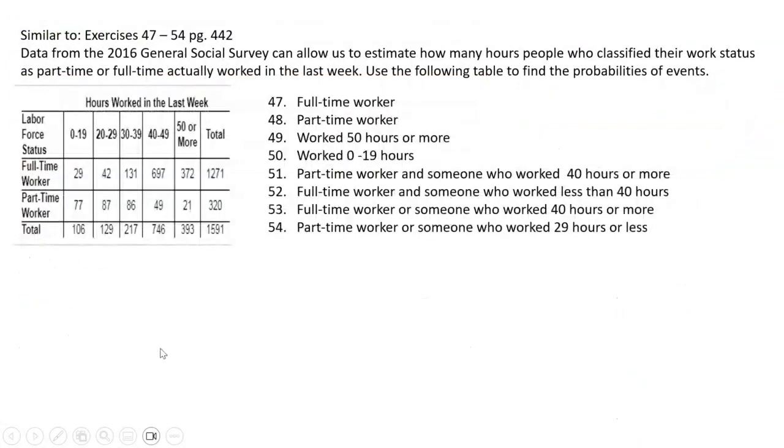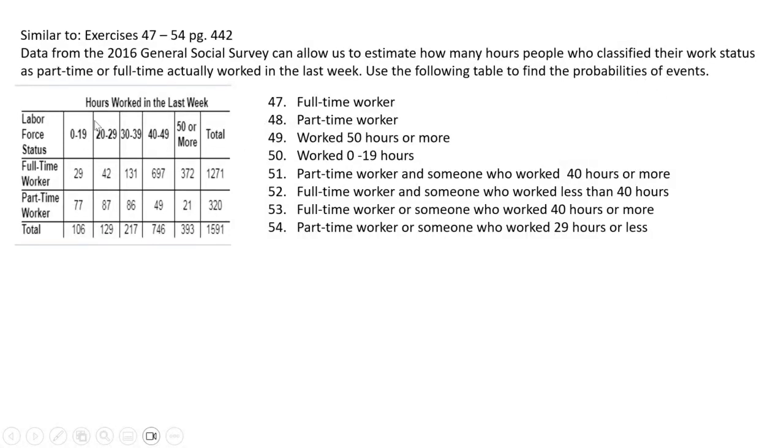Okay, now, this is similar to exercise 47 through 54. Why did I say similar? Because since this is a new edition, this problem is not there no more. But the problem that's there is very similar to this one. So that's why I just put similar to exercise 47 through 54 on page 442. Here it is. It says, data from the 2016 General Social Survey can allow us to estimate how many hours people who classify their work status as part-time or full-time actually worked in the last week. It says here, use the following table to find the probability of the event.